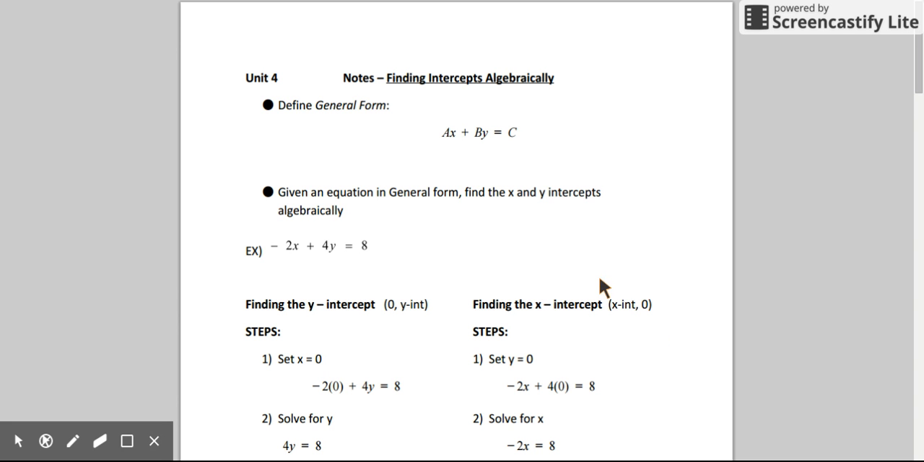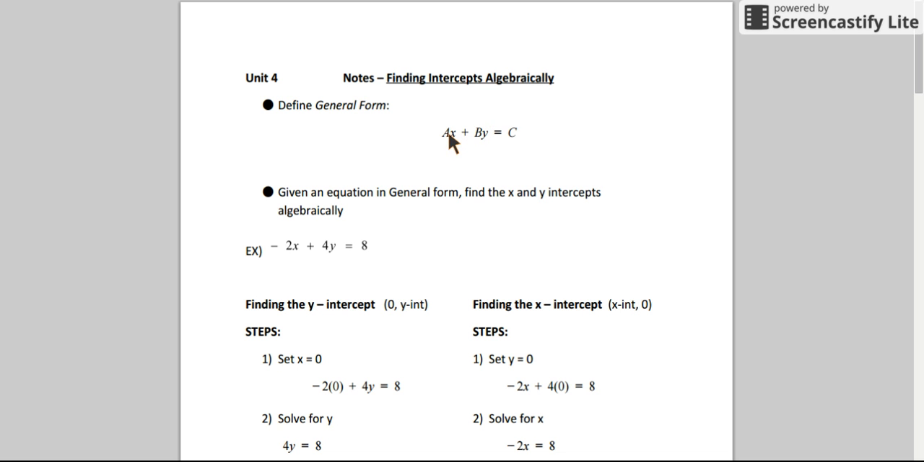In this video, I'm going to be describing how to find intercepts algebraically. We're going to find x and y intercepts using an algebraic method. To do that, it is most helpful to put an equation in general form, although not necessary. But here is our general form.